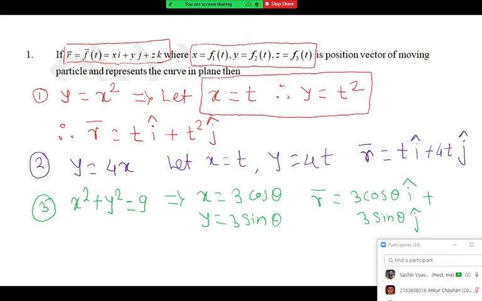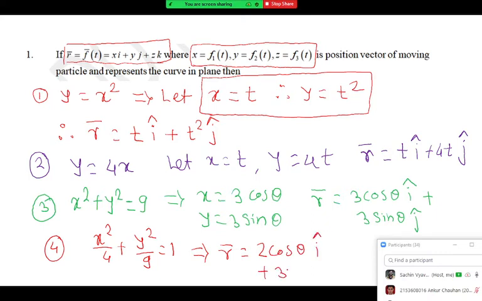Similarly, we can write it for an ellipse also. So one more I will write here. The fourth, say x square upon 4 plus y square upon 9 is equal to 1. Can you tell me directly the vector equation r bar? What should x be? 2 cos theta. And y equals 3 sin theta. Yeah, correct. x is 2 cos theta and y is 3 sin theta.